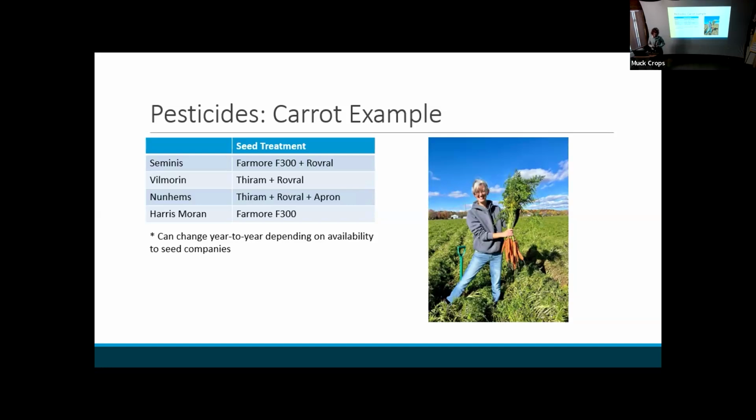Now, it can change from year to year. We see this more in other crops where they'll do a couple of years with one blend and then they'll do a couple of years with a different blend. And it's all depending on availability to the seed companies. But again, what you need is covered.